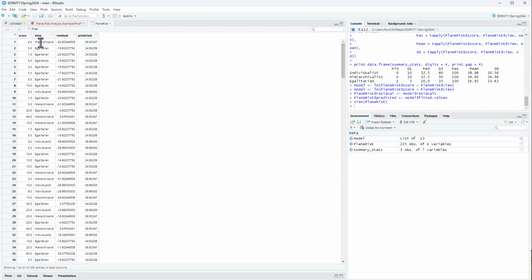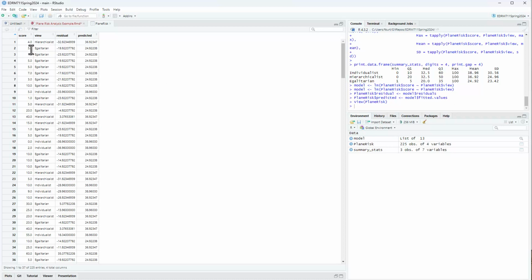This happens to be a hierarchical list. And here's our predicted, 36.92. That is what we predicted. Well, their score was only 4. And if you take 4 and subtract from it the predicted, you get a negative 32.9, or about negative 33. What does that tell us? That tells us that their score was actually 33 less than what we predicted with our model.